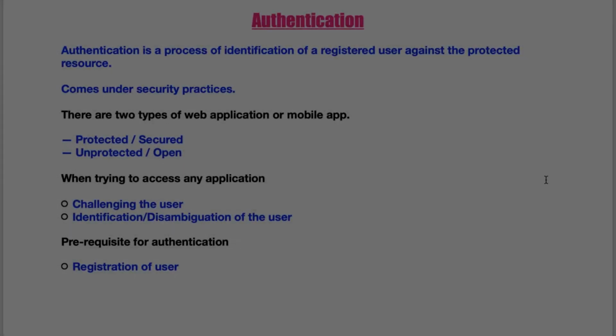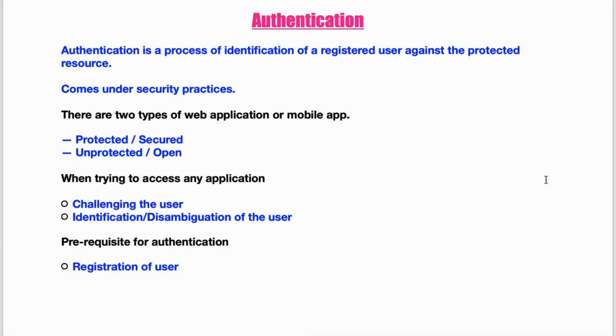So guys, to understand authentication properly, let's go to the system and try to understand what this authentication is. So the first thing we need to understand is what is authentication. Authentication is a process of identification of a registered user against the protected resource. This is a very high level definition of authentication, but in order to understand this definition you have to understand a few other things also. Basically, this authentication, as we discussed, is a security practice, and comes under security.